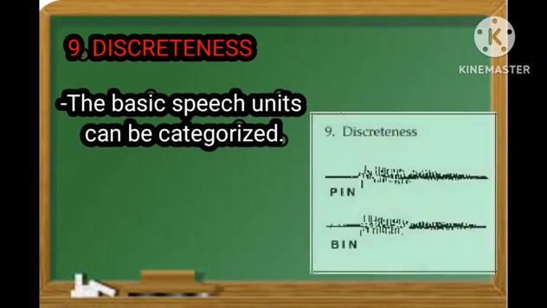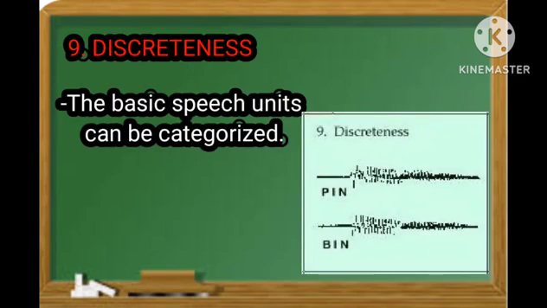Next is discreteness. So the basic speech units can be categorized. So there are no gradual continuous shadings from one sound to another in the linguistic system. So language can be said to be built up from discrete units, for example phonemes in human language. For example, a speaker will perceive a sound as either a p or a b, but not as a blend, even if physically it falls somewhere between the two sounds.